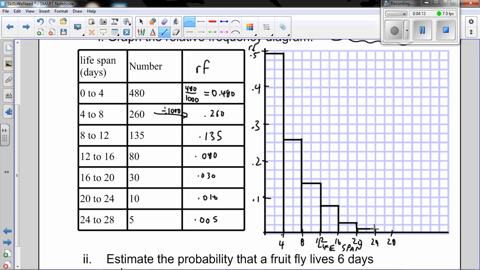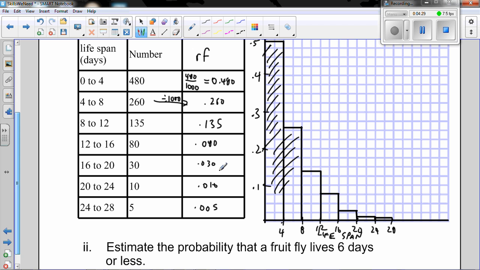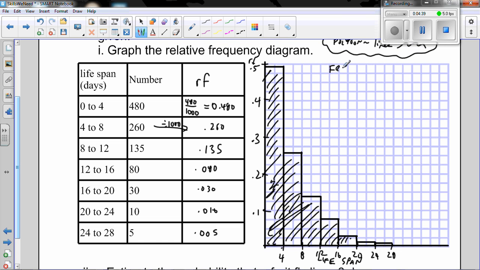0.01, almost 0, and I'm going to color this in just a little bit just so we can see it. There, isn't that a fantastic color job? Good enough. Okay, and what's this? This is fruit fly lifespan. Good title. And where are we going?